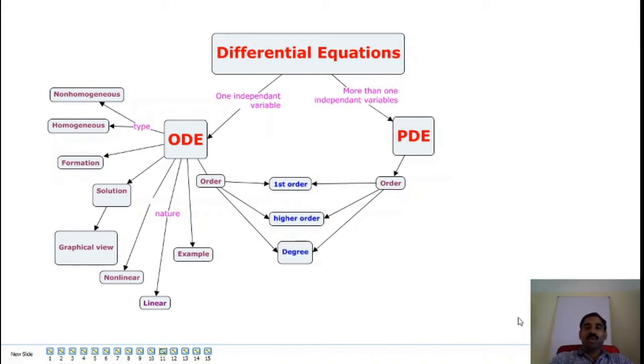Now come to the class of partial differential equation. A partial differential equation is an equation containing more than one independent variables. And as in the case of ordinary differential equation, it has order and degree, the same definition. Example of partial differential equation.